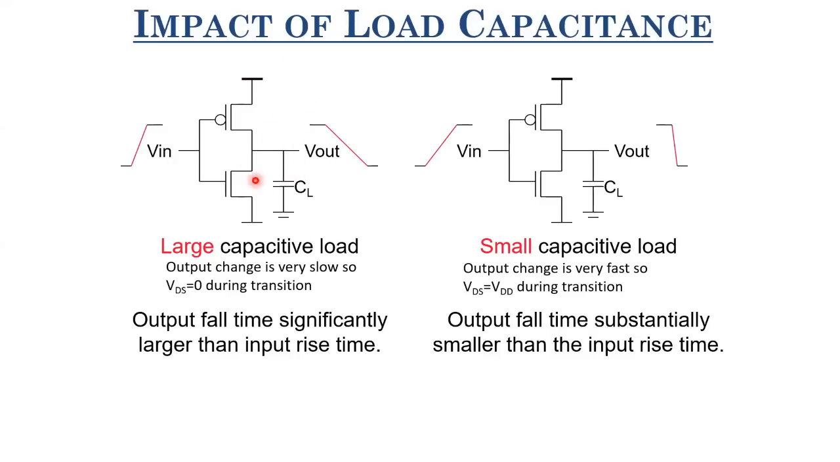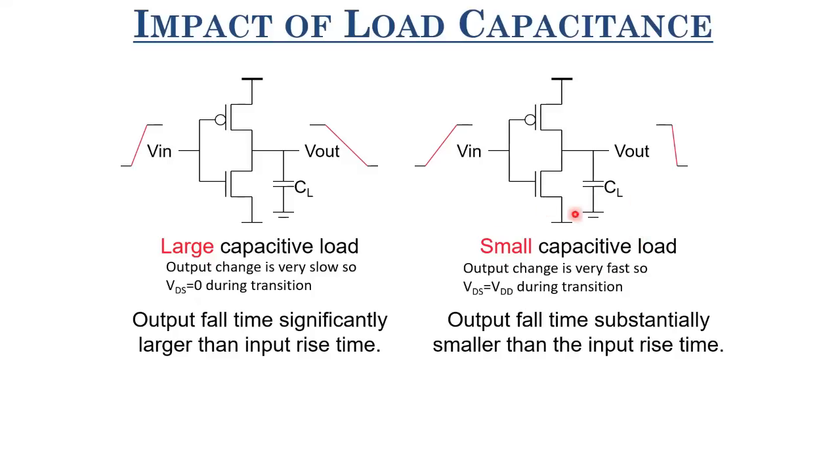So if the output is pretty delayed in reacting to the input, or if the rise time of the input is quite small as compared to the fall time of the output, then what happens? Then effectively VDS equals 0 during this transition and no short circuit leakage current flows through it. So if the output fall time is significantly larger than the input rise time, then short circuit leakage current is significantly minimized. Now let us take the case for small capacitive load.